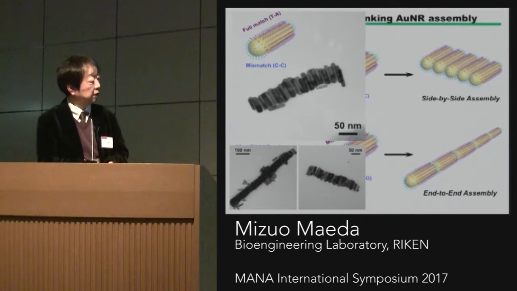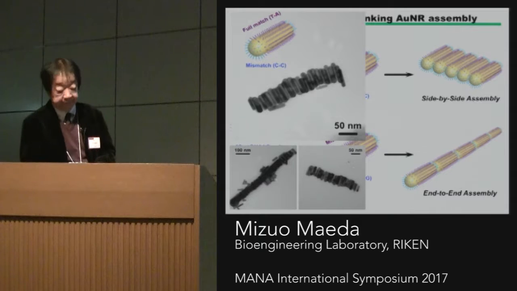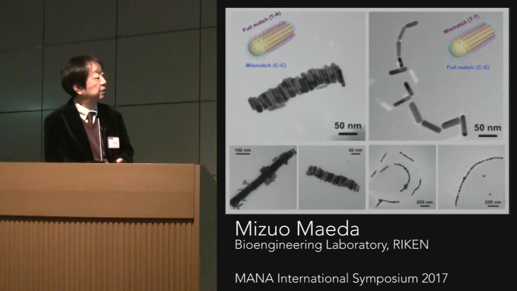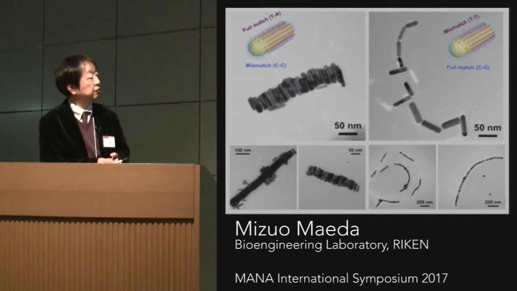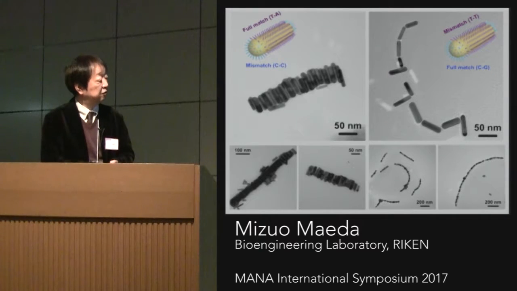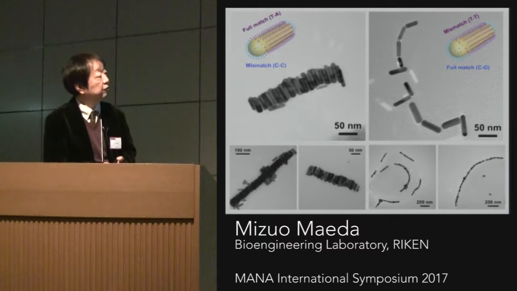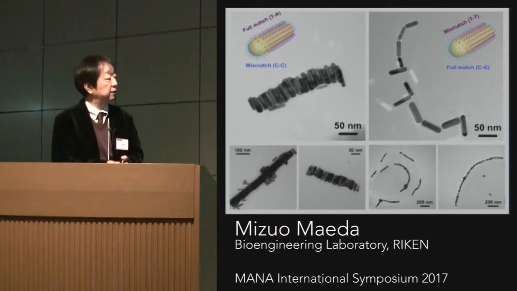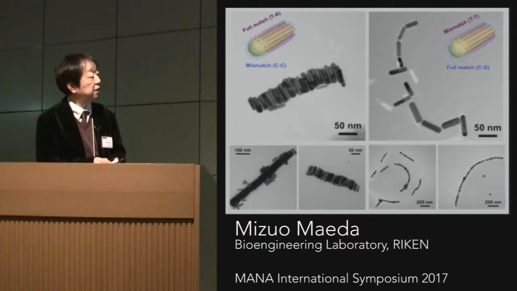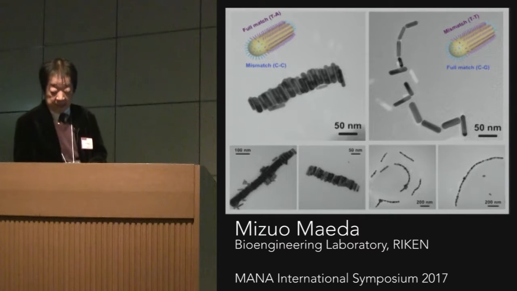And in the case of full match at both ends, then you can obtain this type of end-to-end assembly. In this case, the side region is modified with mismatched DNA, TT mismatched one, so you cannot see any side-by-side assembly in these pictures.